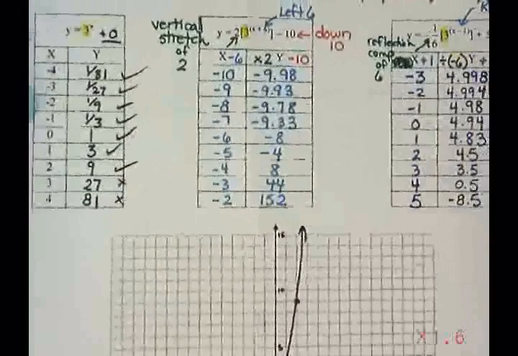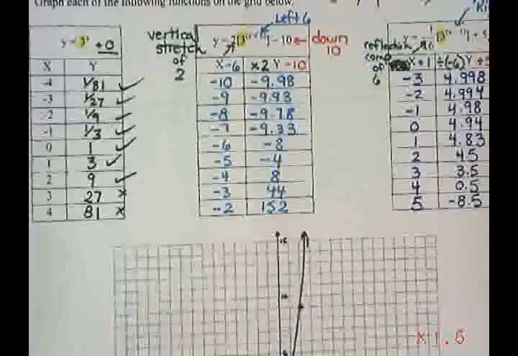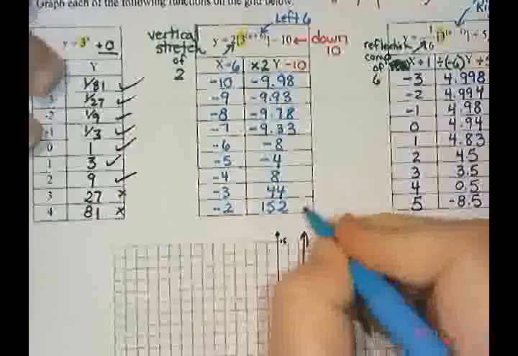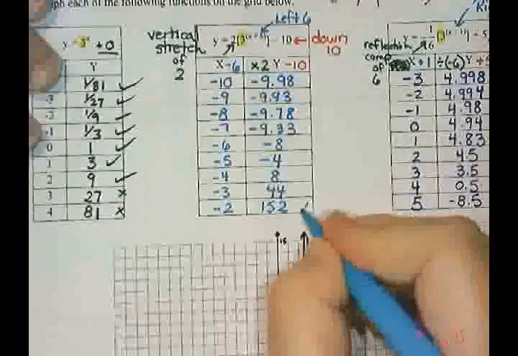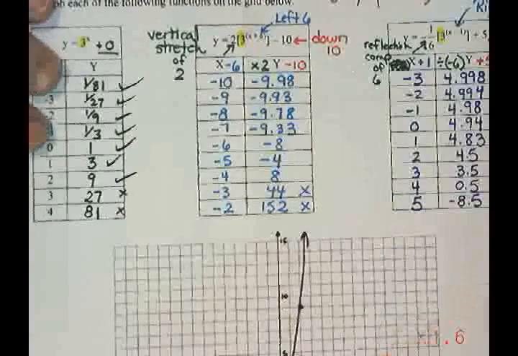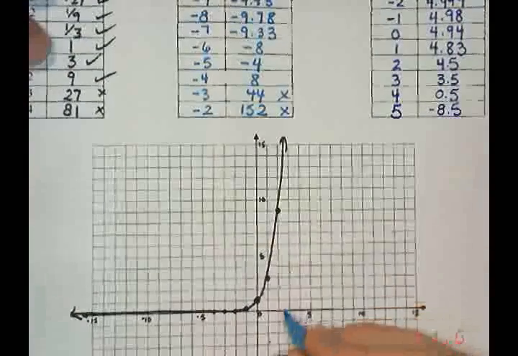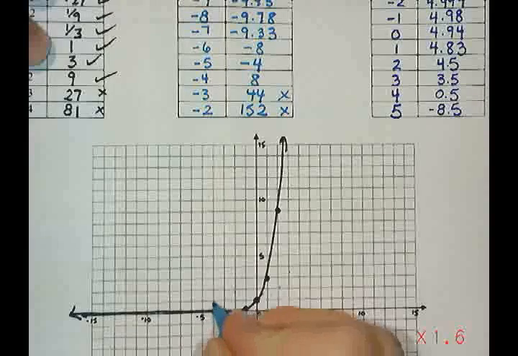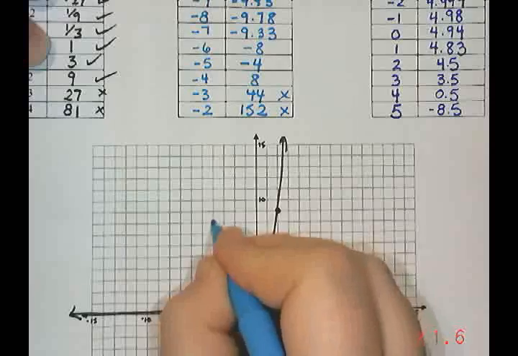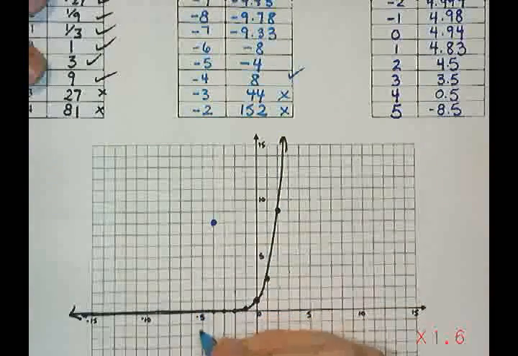All right, to take a look at the next graph, I'm going to take all of my points and plot them. Starting at the bottom with the whole numbers here, my graph only goes up to 15, so it's not going to be able to do 152. I am not going to be able to graph 44. But I can graph 8, so I'm going to do -4 and 8. And then -5 and -4.